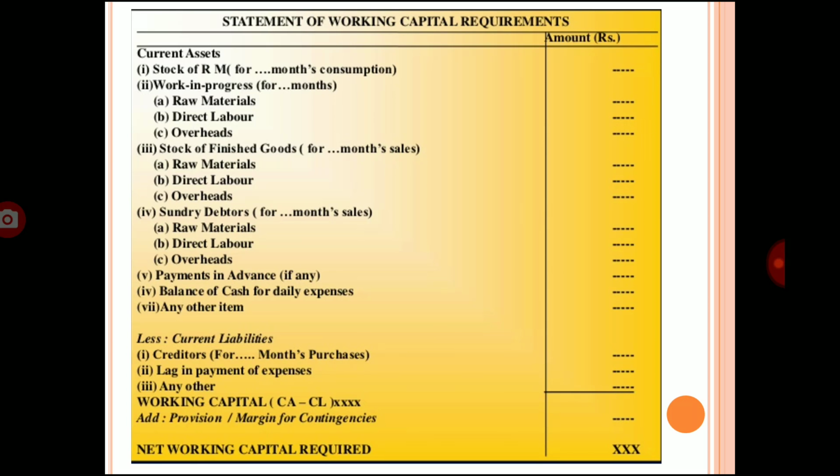What are the percentages? Maybe 10%, maybe 20%, that will depend on the company or the variability of the company. So that is how you can calculate the working capital requirement for every component of current assets and current liabilities. I hope from this format you will understand the basics of calculation of working capital requirement. Thank you.